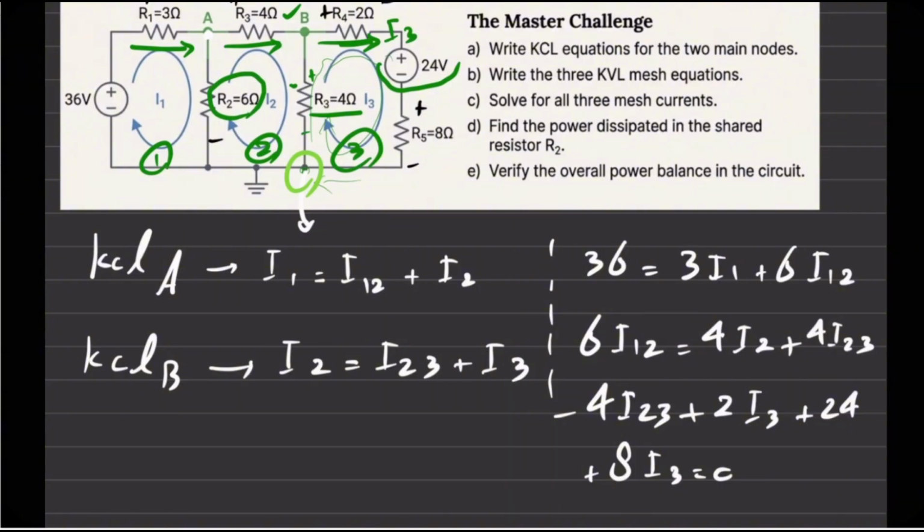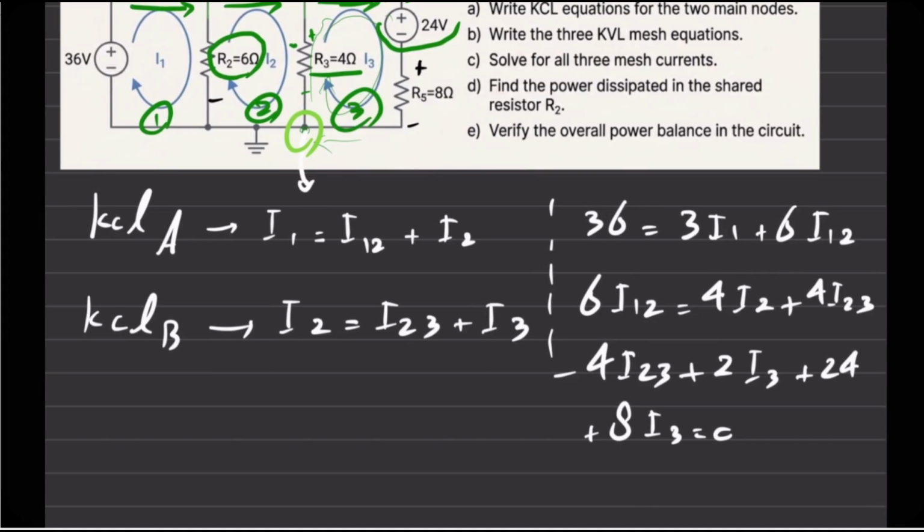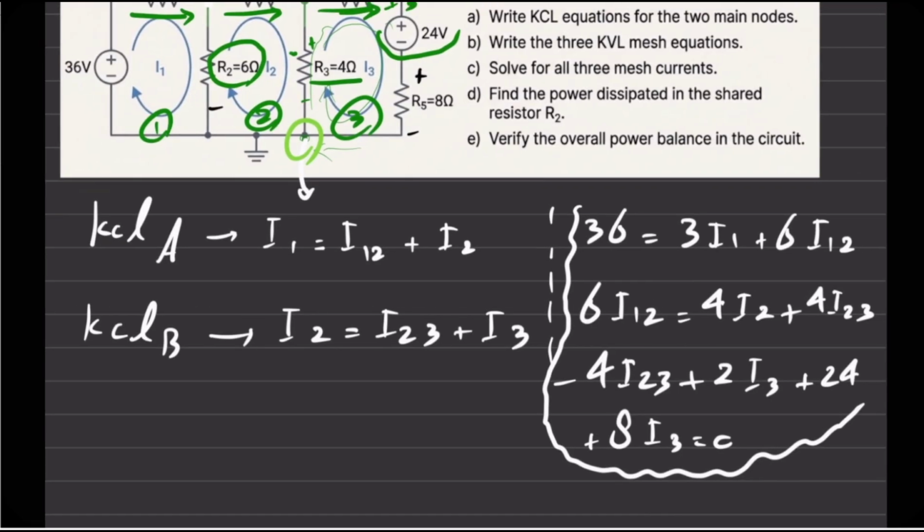Solve all 3 mesh currents. Right now, I have to use these 3 as my equations and solve them in order to find all of the currents, I12 and the other currents. But one thing we can do before that, because as you can see, I have more unknowns than equations. I have I1, I2, I3, I12, I23, and another I23, and another I3, and I12. So it's a little bit high. I have 3 equations, but I have 5 unknowns.